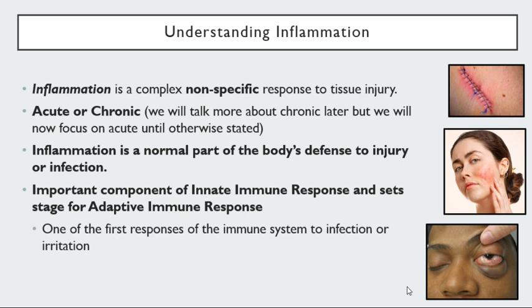Okay, so inflammation is a complex, non-specific response to tissue injury. It can be acute or chronic. Chronic meaning it's long-term, has lasting effects, while acute being short-term and has specific targeted effects. Inflammation is a normal part of the body's defense, an important component of the innate immune response, and sets the stage for the adaptive response.